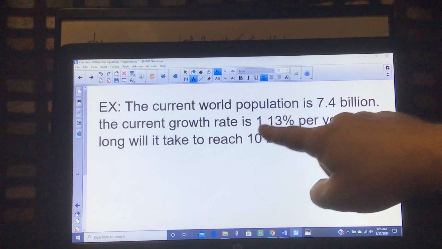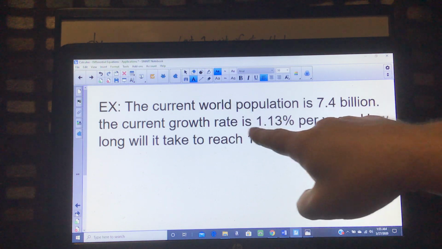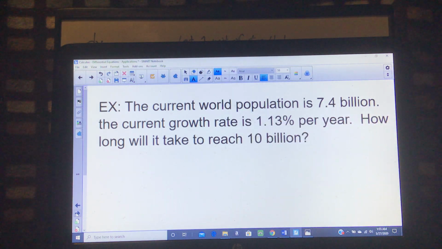We'll just assume for now that stays constant. So that's an assumption, but it hasn't changed really that much over the last 10, 20 years anyway. So assuming that the current world population is 7.4 billion, and this is the growth rate, 1.13% per year, how long will it take to reach 10 billion people?